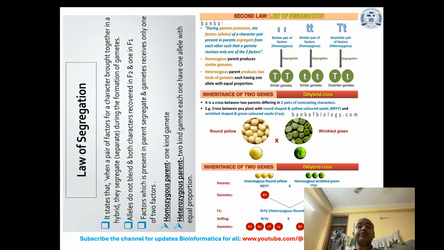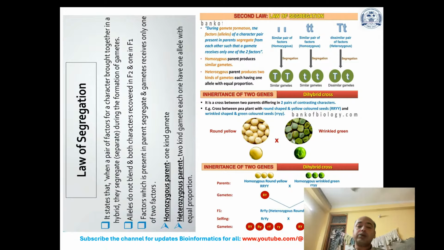Now, the third law, that is the law of segregation. It states that when a pair of factors or a character is brought together in a hybrid, they segregate or separate during the formation of gametes. Alleles do not blend, and both characters are recovered in F2 and only one in F1. Factors which are present in the parent segregate, and gametes receive only one of the two factors.